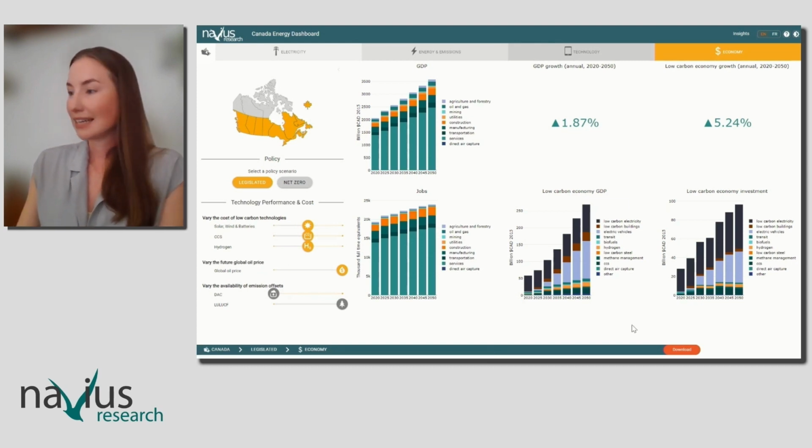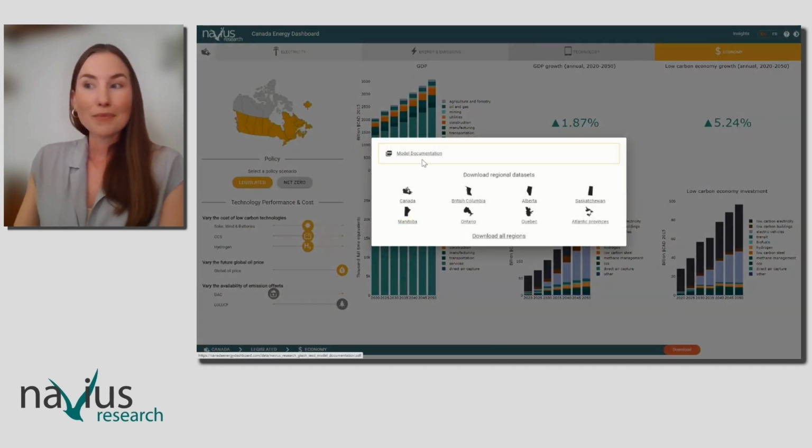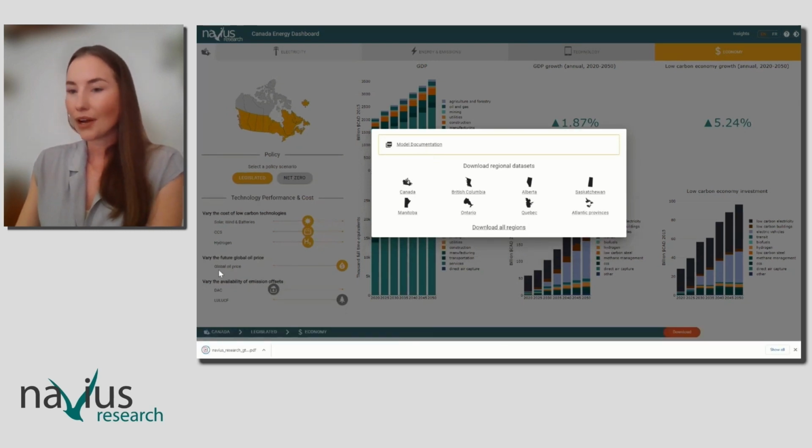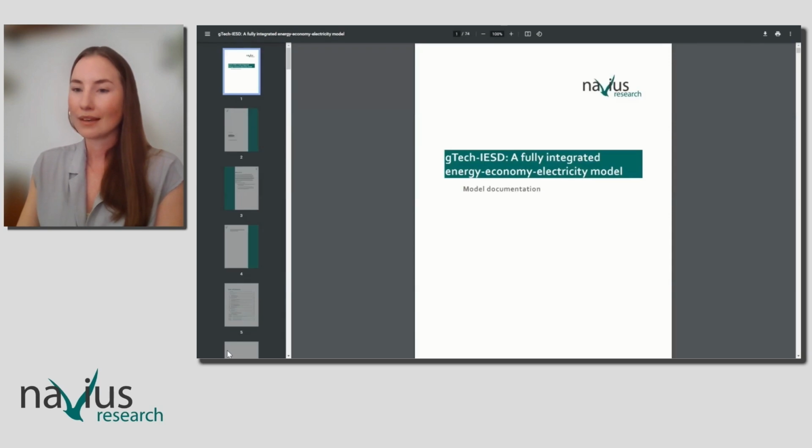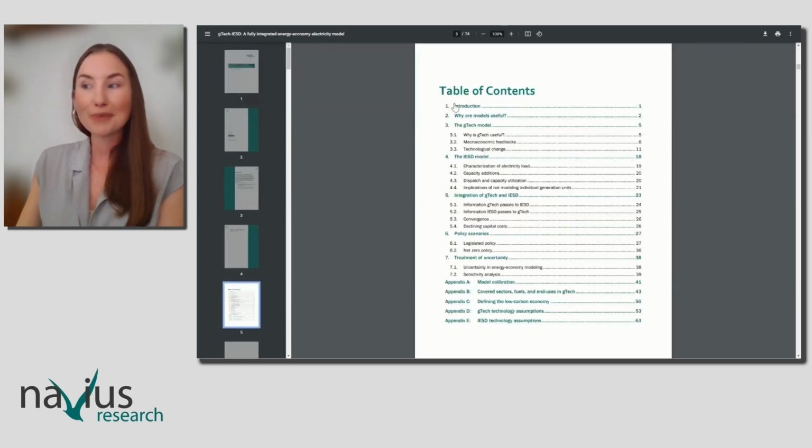If you select download in the bottom right corner here, you can download the model documentation, as I mentioned. I'll show you that here. The documentation tells you all about the models and the integration, about the scenarios that are provided on the dashboard, as well as some detailed technology assumptions.